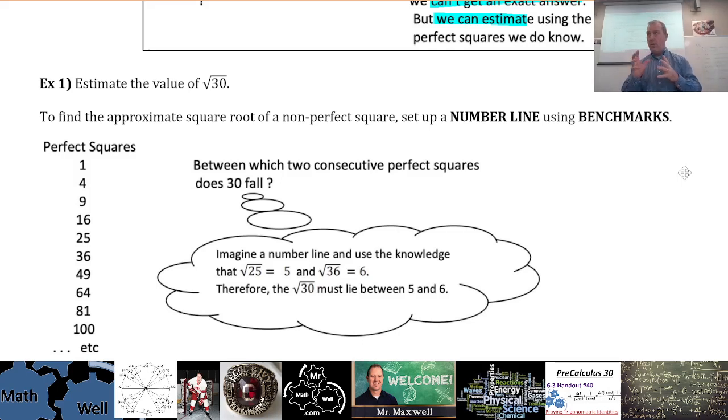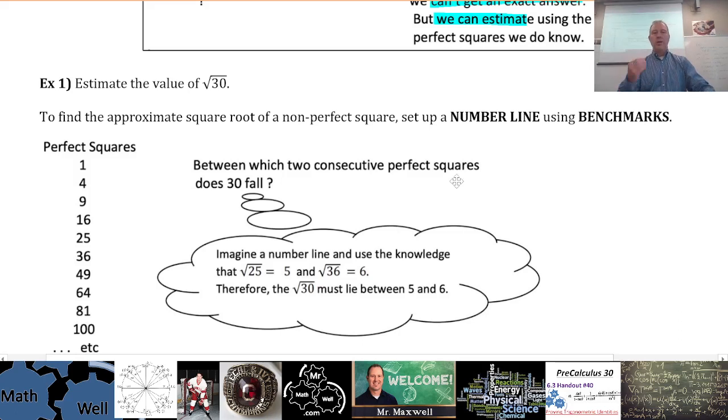So that's my benchmark that you know about and that I know about. If you go from here, our school, to the university, then if you go the same distance on the other side of the university or just a little bit more, you get to my house. So that's a benchmark. And we have benchmarks in math too.